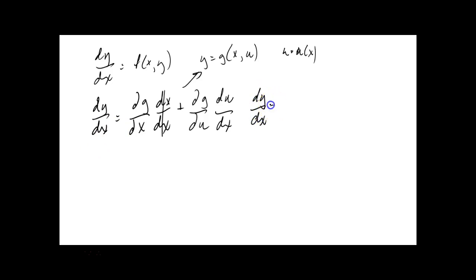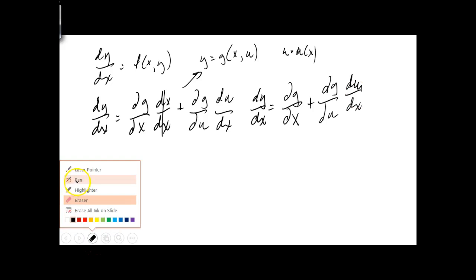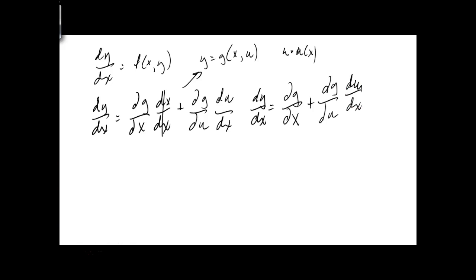So now what we have is dy/dx equal to the partial of g with respect to x plus the partial of g with respect to u times du/dx. Okay, sorry, that's ugly. They rewrote it with subscripts, but that's okay too. Now, if this is dy/dx, we can go up here and put that in instead of the dy/dx.